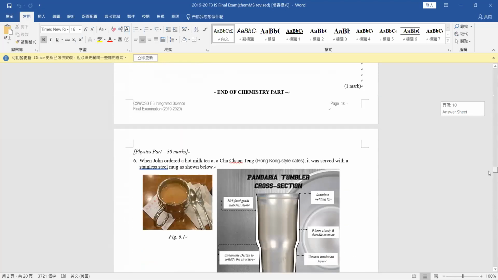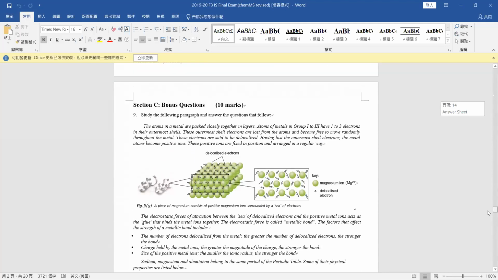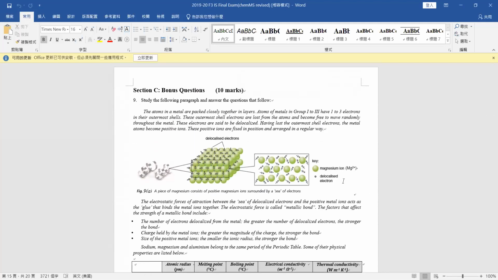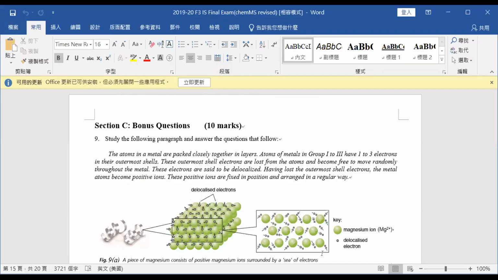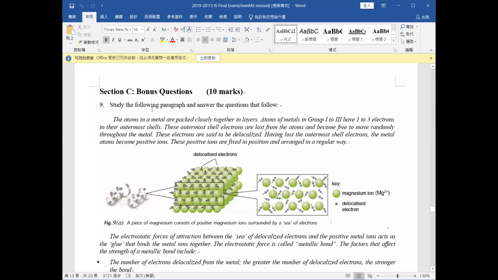I don't want to see that again. But take a look at this. Take a look at this. So I focus on this paragraph, okay? Study the following paragraph and answer the questions that follow. And try to revisit this question again and see if you can answer.